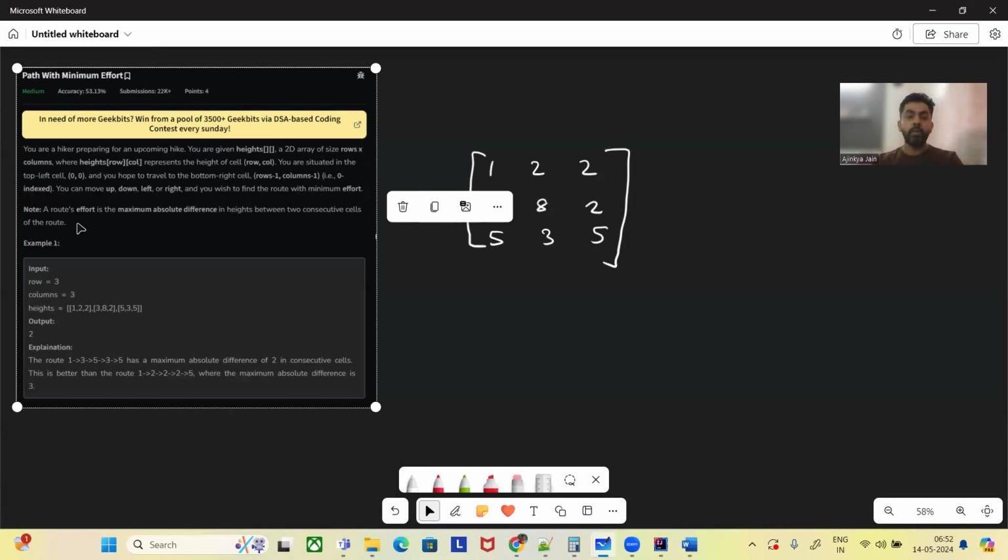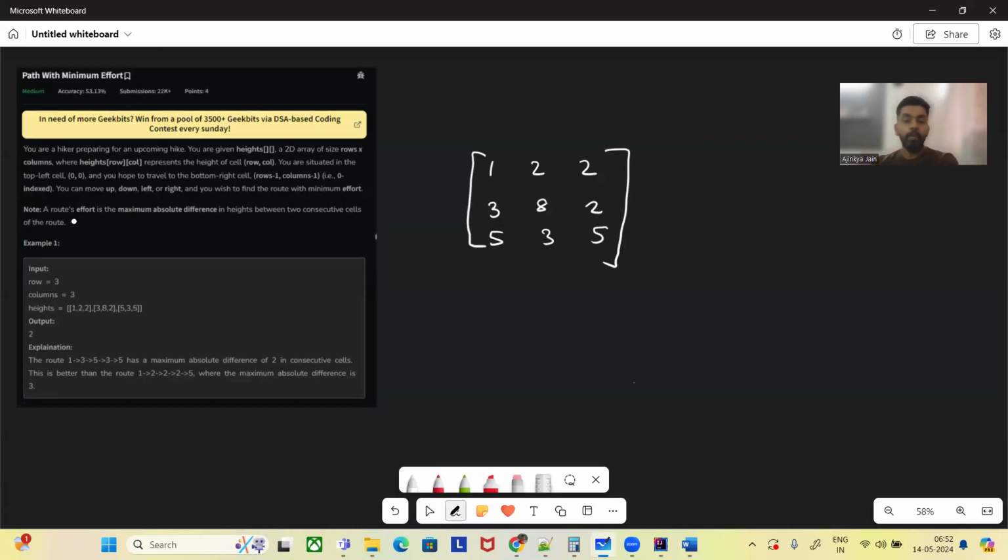So let's see through the example what the problem is trying to say. We'll be given a 2D matrix, which is called heights, and each cell represents the height of the cell. The hiker is situated in the top left position, and we want to reach the bottom right position with minimum effort, and the hiker can move either right, bottom, left, or top, in these directions.